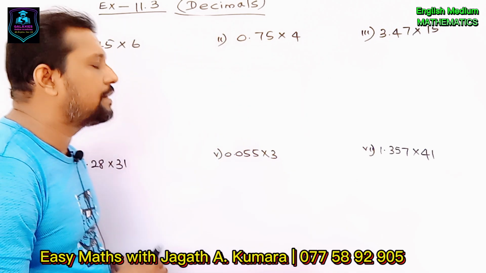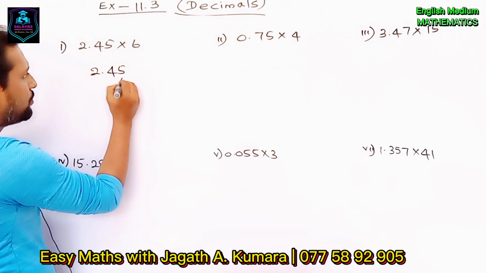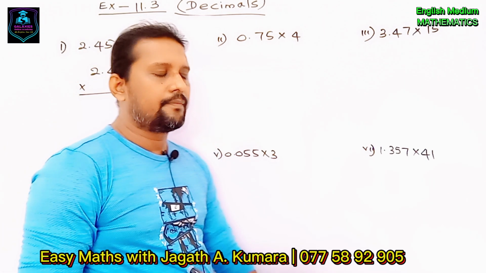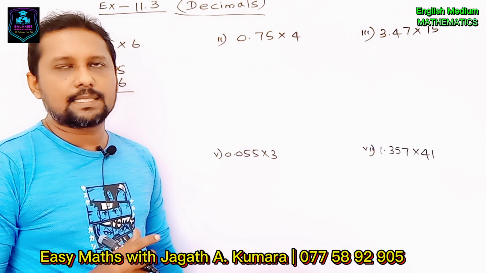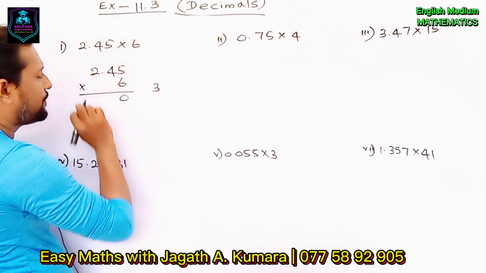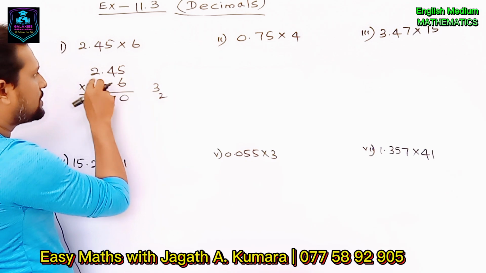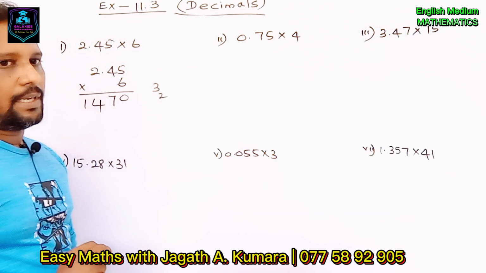Right. Now look at what you have to do. 2.45. We have to multiply by 6. First you ignore this decimal point. Right. Then 245. First you multiply by 6. 6 times 5, 30. Remaining 3. 6 times 4, 24. Plus 3, 27. Remaining 2. 6 times 2, 12. 12 plus 2, 14.